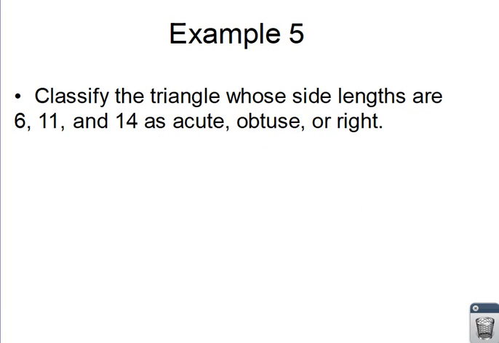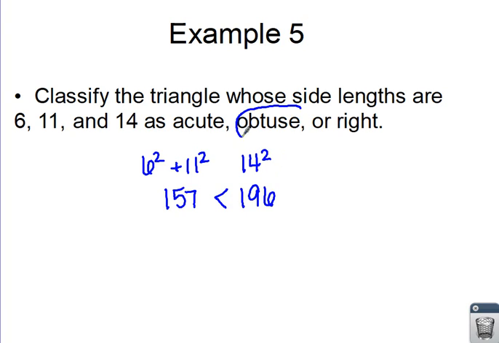So let's try that. We've got a 6, 11, and a 14. The 14 would be your C. 6 and 11 would be your A and B. So 6 squared plus 11 squared, and then 14 squared, and we're going to figure out what that does. So 6 squared plus 11 squared, we get 157. 14 squared, we get 196. So C squared is bigger, so that is obtuse. Because the longer that side gets, the wider that angle gets, so it makes an obtuse angle.